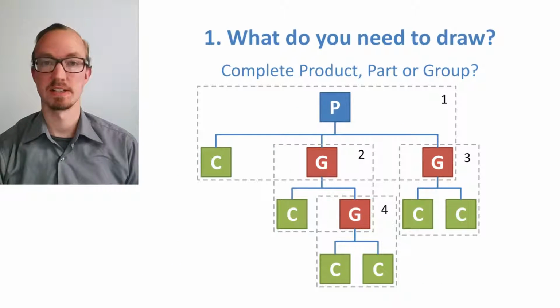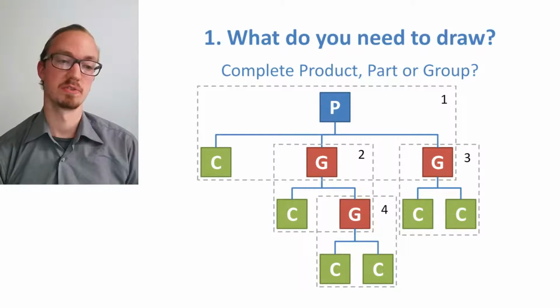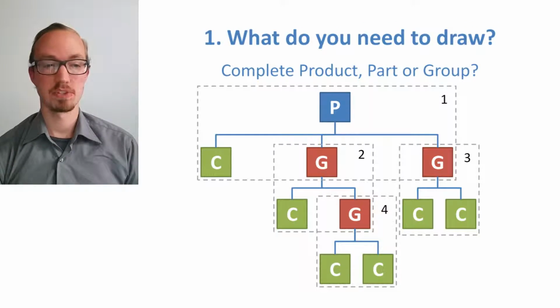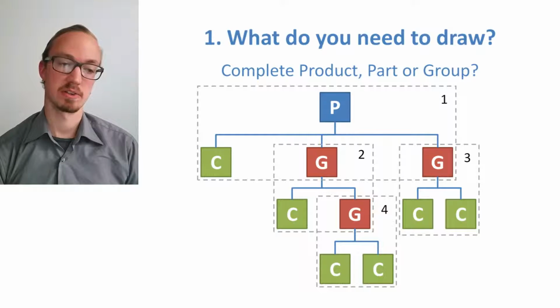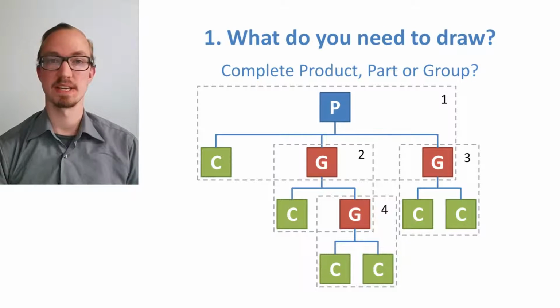So how do you get to your technical drawings, to your engineering drawings? Well, first you need to know what to draw. You have to know if it's the complete product, just a part, or a group that you draw. So here we have the complete product, which consists of one part, a C, a component, or a group, G, and the groups themselves also consist of components or even groups here. So you have to draw each component, each group, and the complete product to get a complete set of engineering drawings.